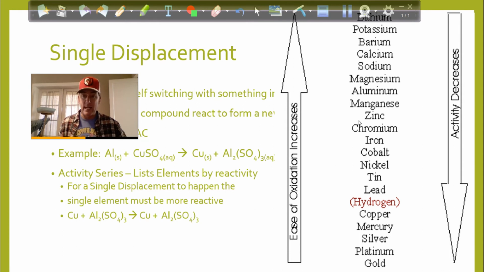So when you look at these, you can't just always say, oh, it's going to happen. You have to look at this activity series, which is in the back of your book in Appendix A. I can't remember the page number, but you'll want that bookmarked because you'll be flipping to that a lot to make sure that the single element here is more reactive than the element in the compound, because the more reactive element will end up in the compound.